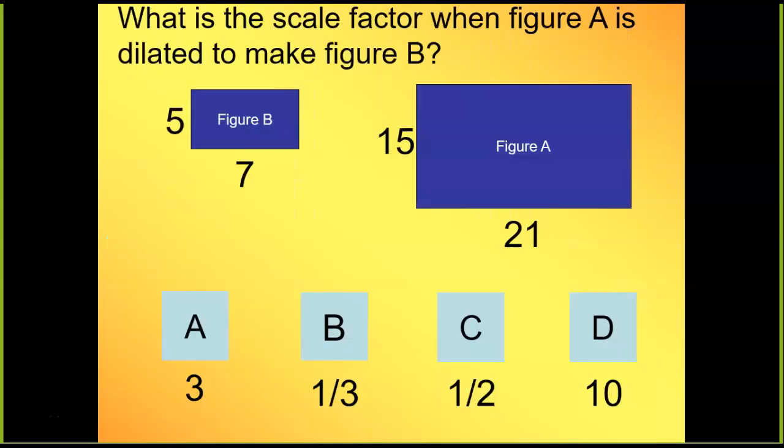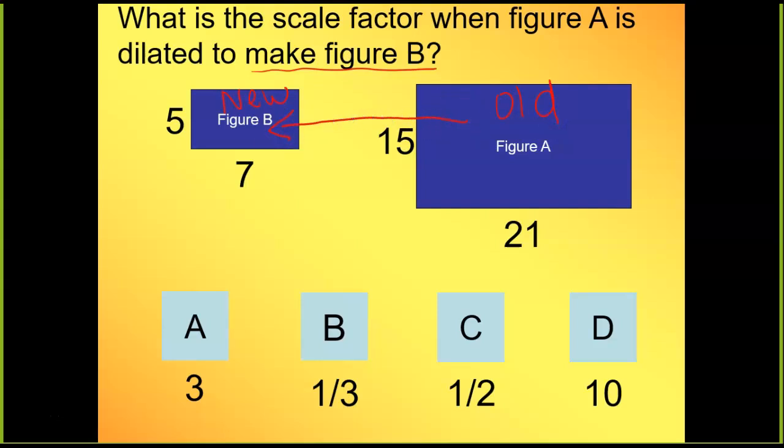All right, you don't have to write this down, but let's look at it. What is the scale factor when figure A is being dilated to make figure B? Which one is the old one? But B is listed first. Because B is listed first, does that always mean it's the small one? No. We are making figure B, so that means figure B is new, and this is old. So if we're going here, we're getting smaller.